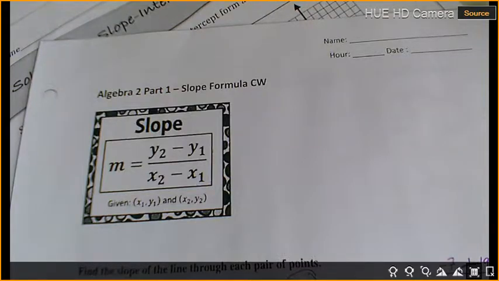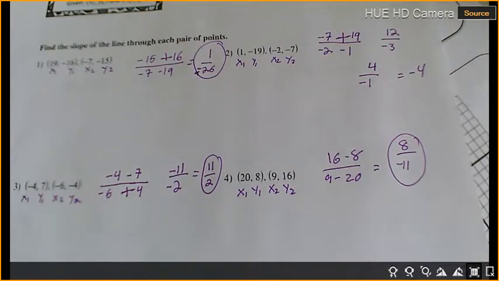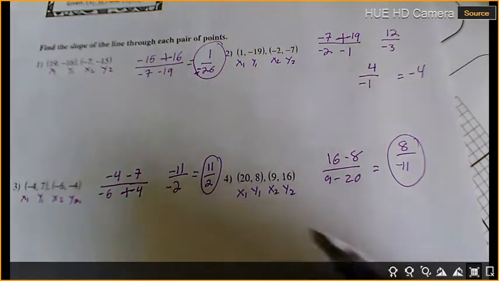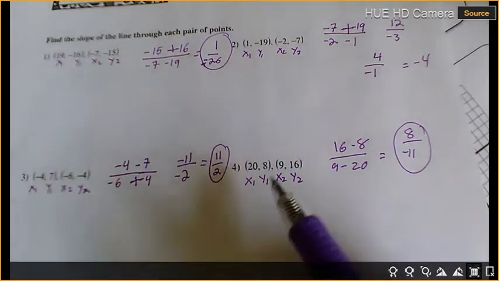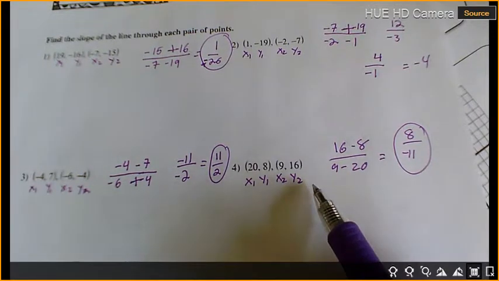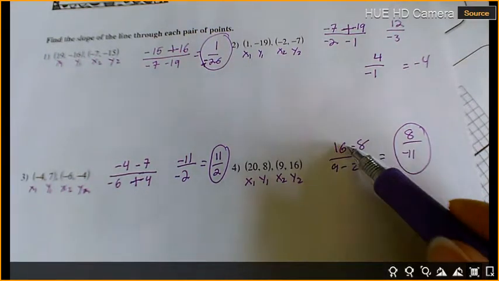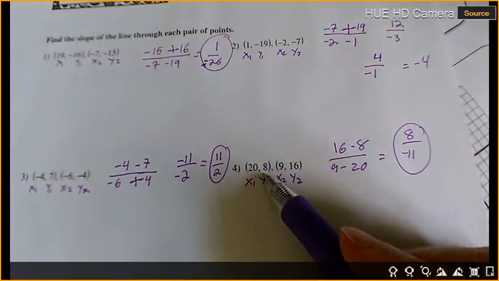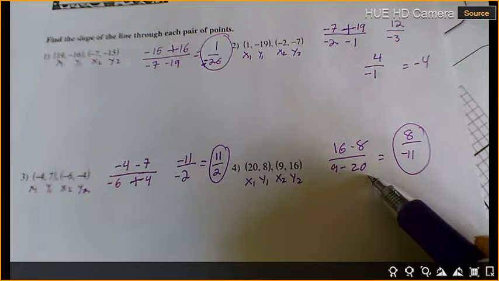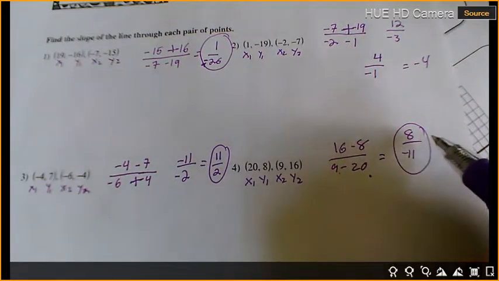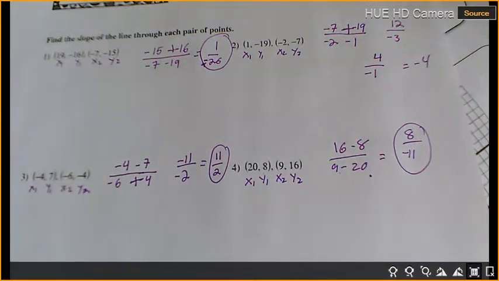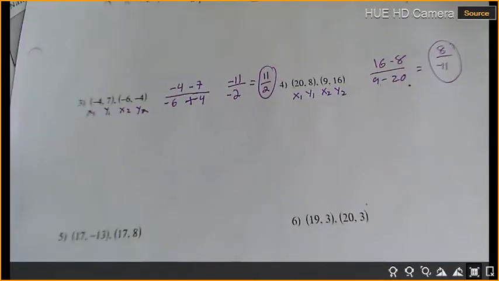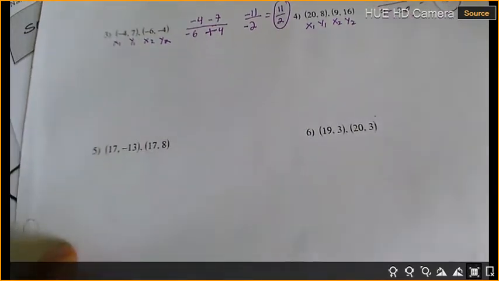Anybody need another minute, or are we good? Okay, did you guys get 8 over negative 11? Anybody not and get something different, want to ask how they did it? Everybody gets how you label it x1, y1, x2, y2? Okay, and then it's y2, so that's why we got 16 minus 8 over 9 minus 20. Okay, and then 16 minus 8 is 8, and 9 minus 20 is negative 11. Okay? All right, let's do one more together, and then you'll have one more by yourself.